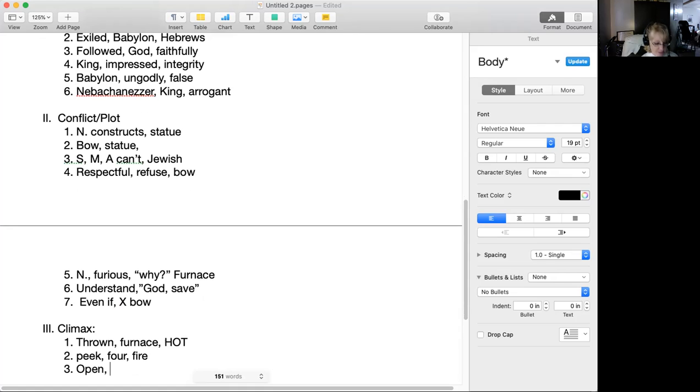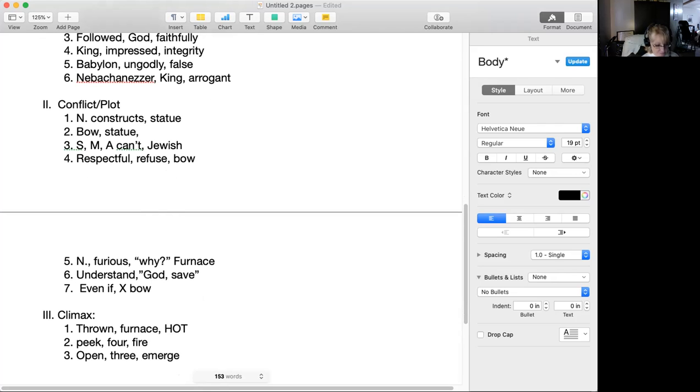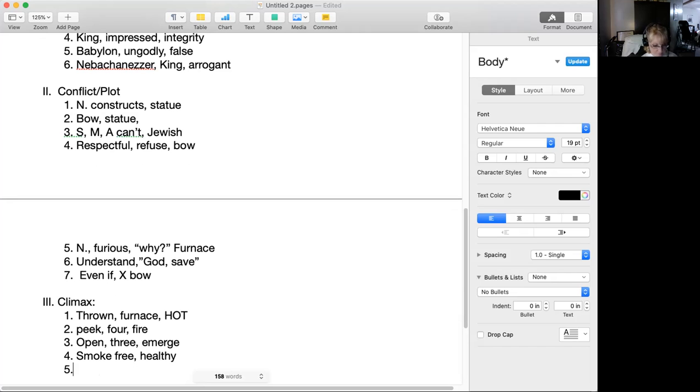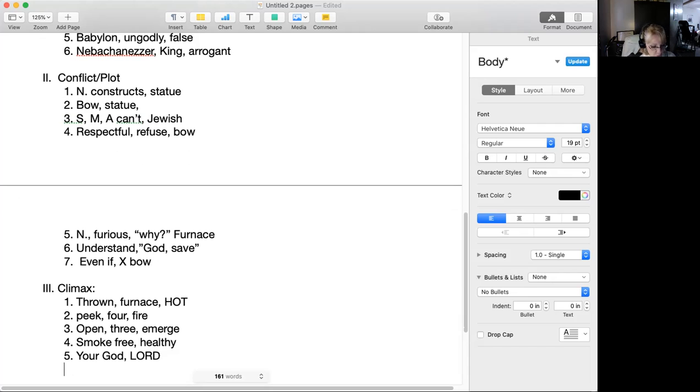So when they open the furnace up, all 3 come out. And they don't even smell like smoke. And so the king says, your God is the God. Is Lord. That's what he says. He honors them. And so he no longer requires them to bow down. So then our moral lesson is to trust God. Bow to no one.